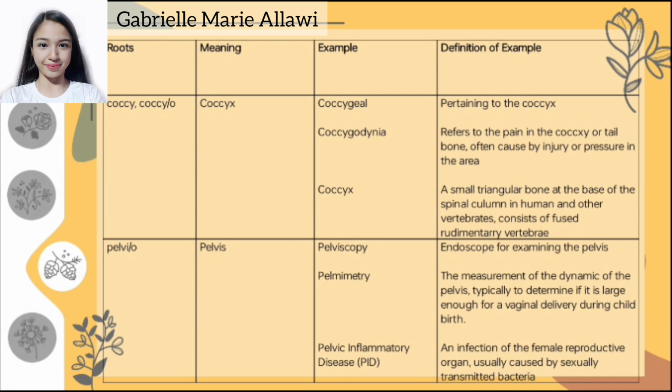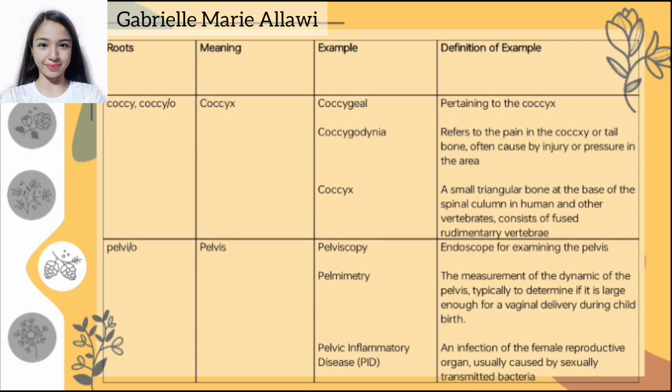Another example pertaining to the root pelvis is pelvic inflammatory disease. This disease is caused by some STDs like chlamydia and gonorrhea. It is a reproductive organ infection caused by bacteria, often transmitted through sexual contact. It can lead to various symptoms such as pelvic and abdominal pain, unusual vaginal discharge, painful urination, and fever.